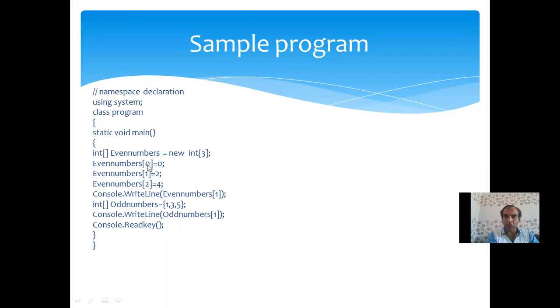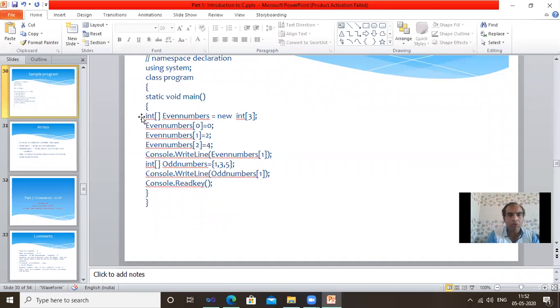So how do you declare those 3 even numbers? Even numbers 0, we are declaring any number value. Even numbers 1, that is 0, 1, 2, that is 3 array values we are declaring. After that we are displaying only one. If you want to assign the array values directly, you can use int square brackets, odd numbers, in curly brackets 1 comma 3 comma 5. That is the way we can declare the odd numbers, and then we display that. So this is a simple program to declare the array.